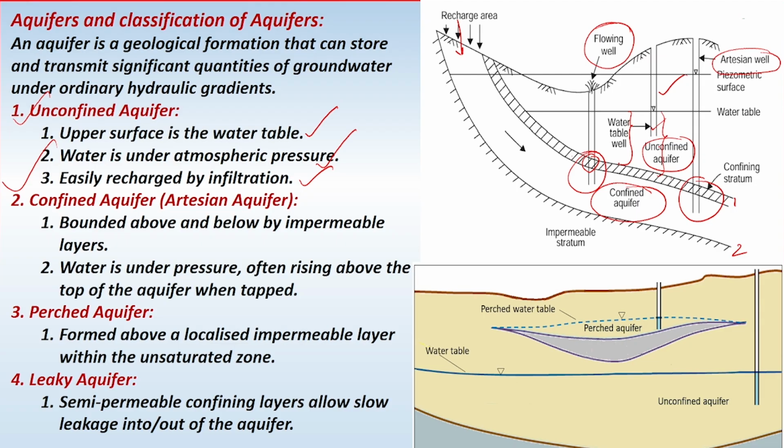And what is a perched aquifer? If you take an unconfined aquifer, the water level is naturally the water table. Between the water table and the ground surface, if there is, in between, an impervious zone, mostly that is what forms a perched aquifer.